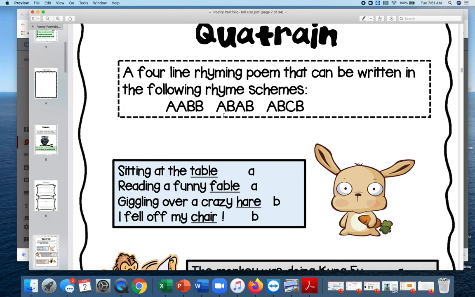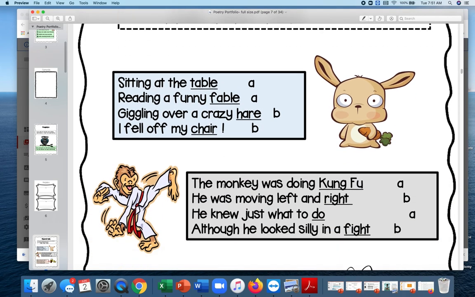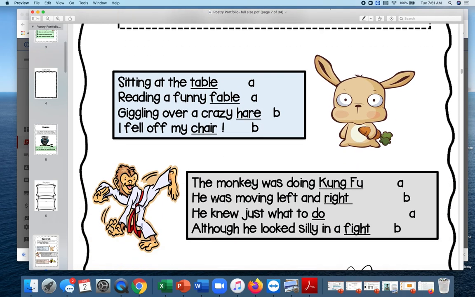Okay, the next one could be A, B, A, B. So here we go. The monkey was doing kung fu. He was moving right and left. He knew what to do, although he looked silly in a fight. Okay, so I guess we kind of have to practice reading that. The monkey was doing kung fu. He was moving left and right. He knew just what to do, although he looked silly in a fight. Okay, so emphasizing the words that rhyme. So that, again, is A, B, A, B.